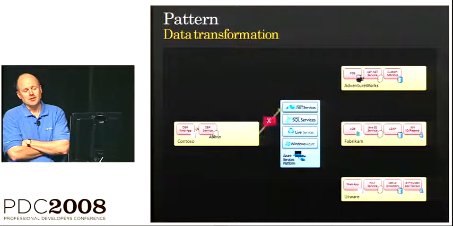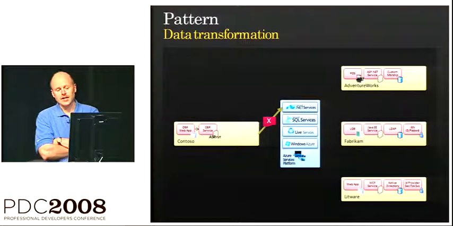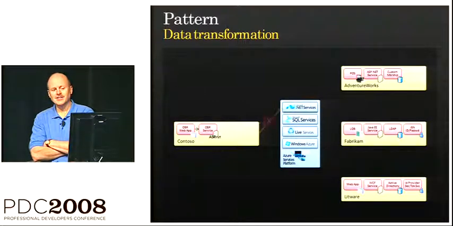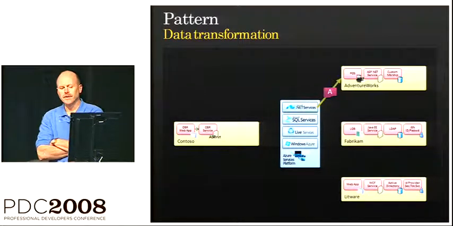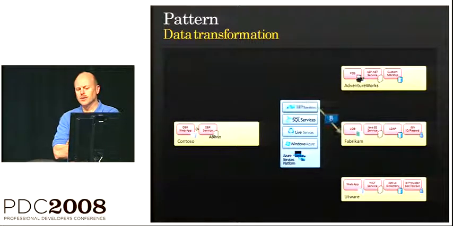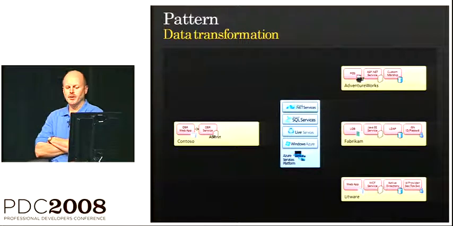Okay, data transformation. This is also quite familiar. Here we have data sent in a message. The payload is in format X. And through data transformation, we're able to forward that message in different formats to the recipients. Format A, Format B, or Format C.